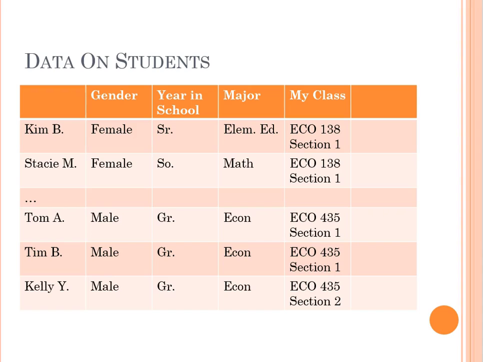So let's say, for example, we go out and collect data, and this is the data on my students. So we have their name, what year in school they are, their major, their gender, and their class. And you can tell that each of these are categorical variables. And so we can count all of the female students up and all of the male students up. And we can count all the undergrad students up and all the graduate students up as well. So Econ 138 is an undergraduate course, Econ 435 is a graduate course.